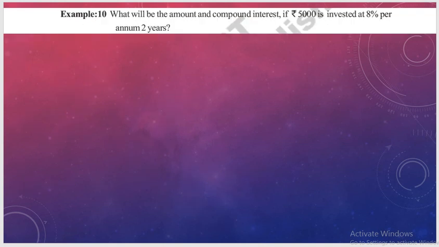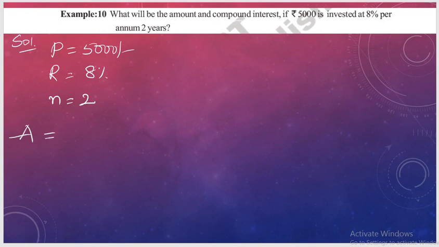Okay, let's move on to the next question. So what is the next question? Example number 10. In example number 10 we have a problem related to compound interest. In this problem, he has asked to find the amount as well as the compound interest, so both things I need to find out. Principal is given as 5000 rupees. Next, rate of interest is given as 8% per annum, and the number of years is 2. So n is equal to 2.